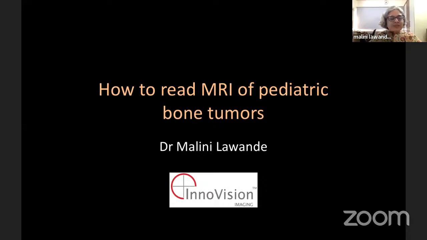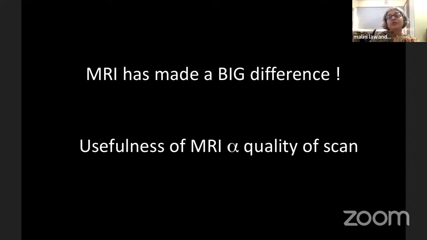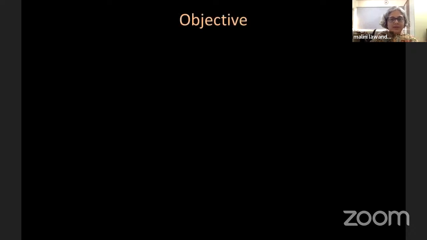What we are going to do over the next 20 minutes is look at how to read MRI of pediatric bone tumors. We all agree that MRI has made a really big difference to imaging of tumors. But having said that, the usefulness of MRI is always directly proportional to the quality of the scan. The right protocol and the right sequences have to be done. Otherwise, it becomes difficult to give the right information.